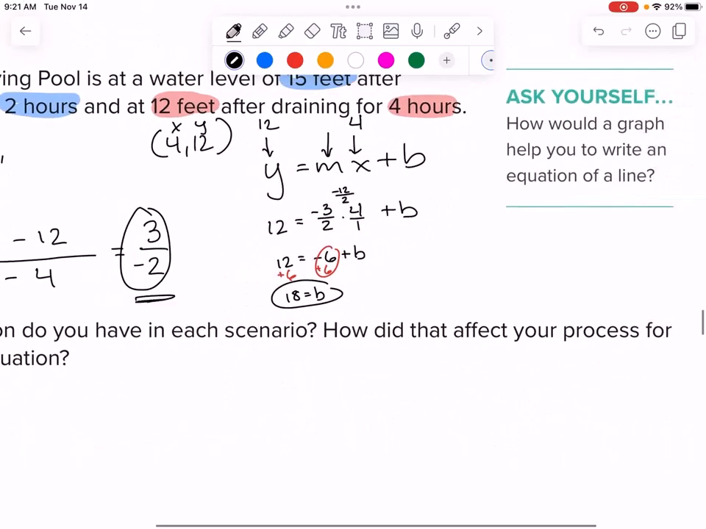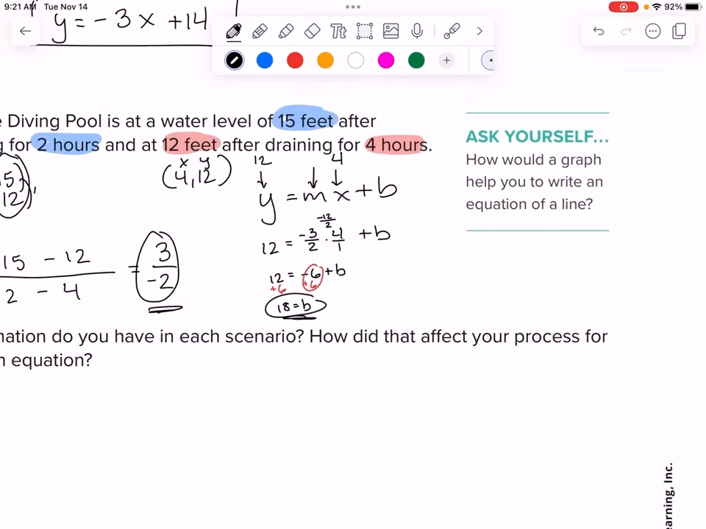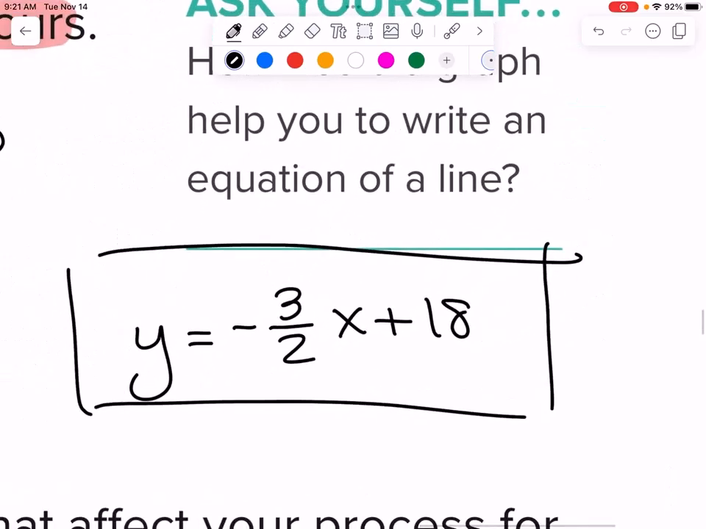So I have my slope, I have my b. Let's plug that into the formula. So our equation for this is what we wanted. Y equal to negative 3 halves x plus 18, right? And what this tells me is our pool is 18 feet, and we drain this at a rate of 3 feet for every 2 hours. Or if you simplify this, this would be negative 1.5. So 1.5 feet every hour.